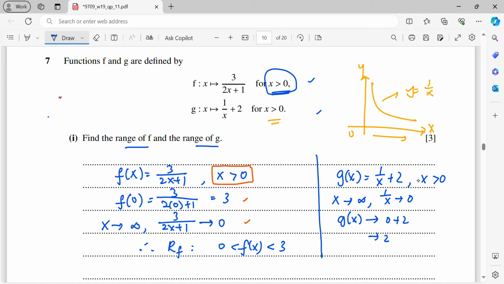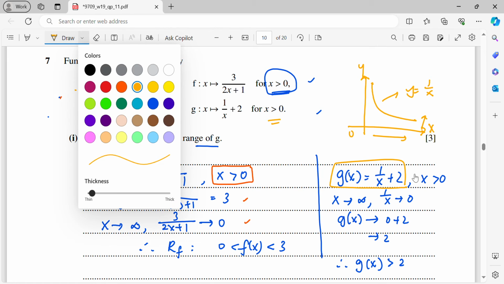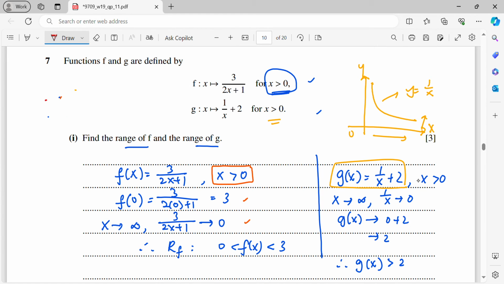Okay, so that means my g(x) will be greater than 2 because it will be this value onwards. Basically, if you want to sketch this whole graph, we are just moving up. That is translation, moving up by 2 units. So it's like this. So that's why this is your y equals g(x). Here is 2. So it will be 2 onwards. So done for the first part. Alright, so from here I will write the range of g.